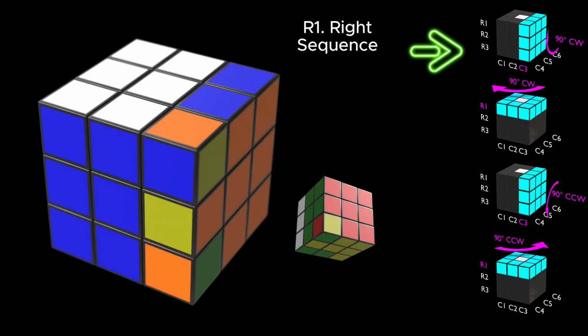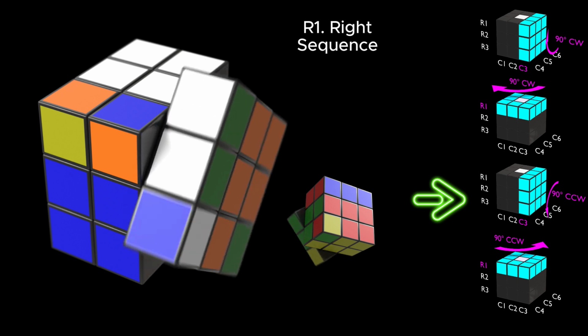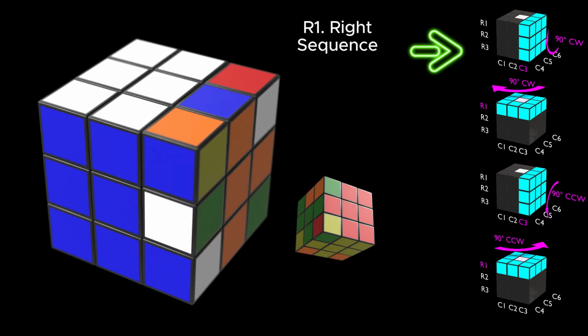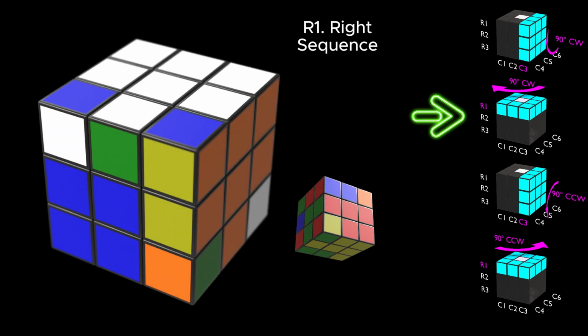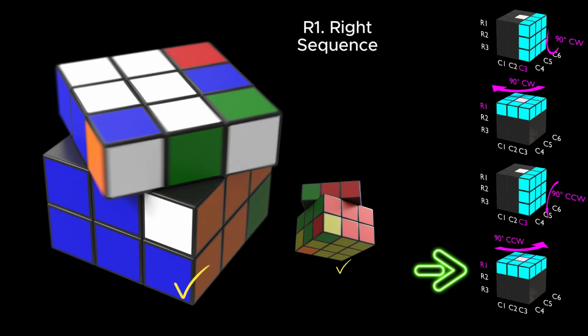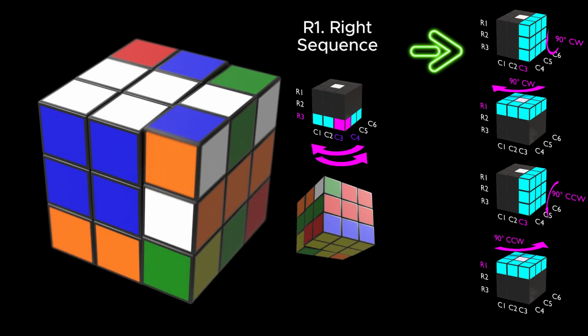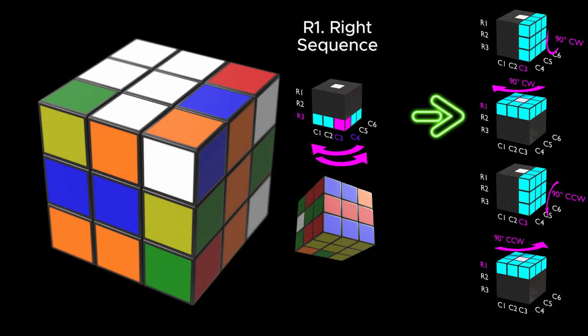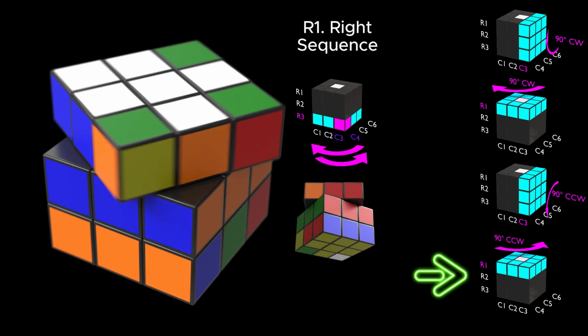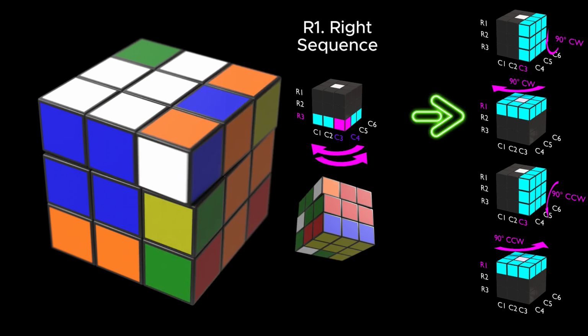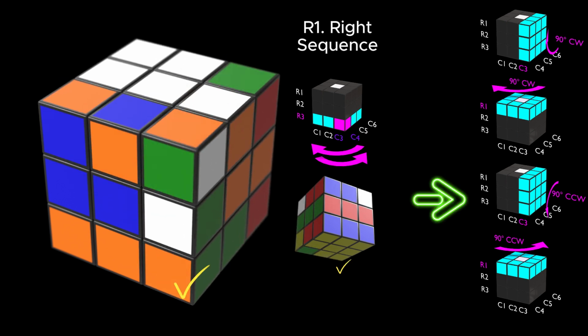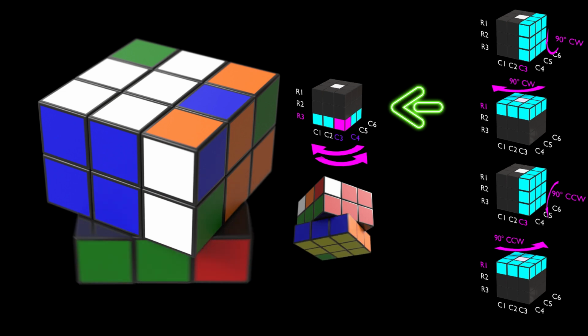In step 3, perform the R1 right sequence. Repeat this step if necessary until the selected cubelet is facing the correct direction. In step 4, rotate row 3 to align the unoriented cubelet facing to columns C3 and C4. Perform the R1 right sequence until the selected cubelet is facing the correct orientation. Repeat step 4.